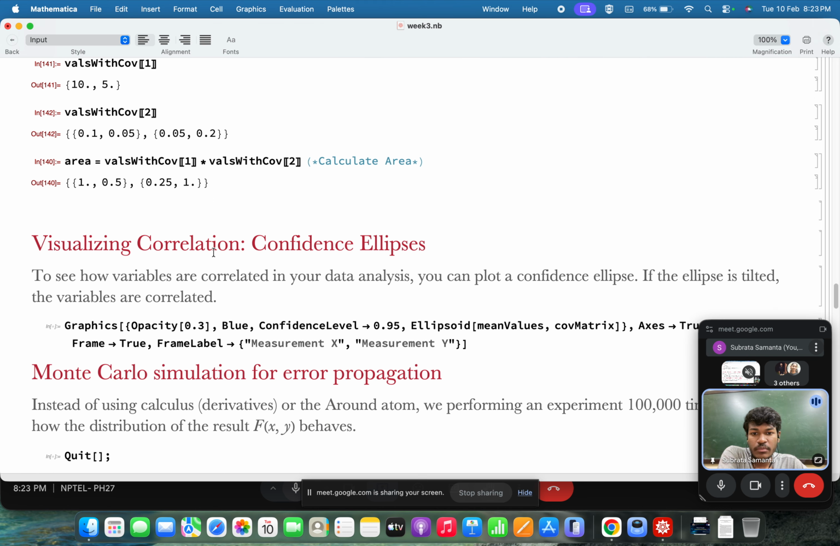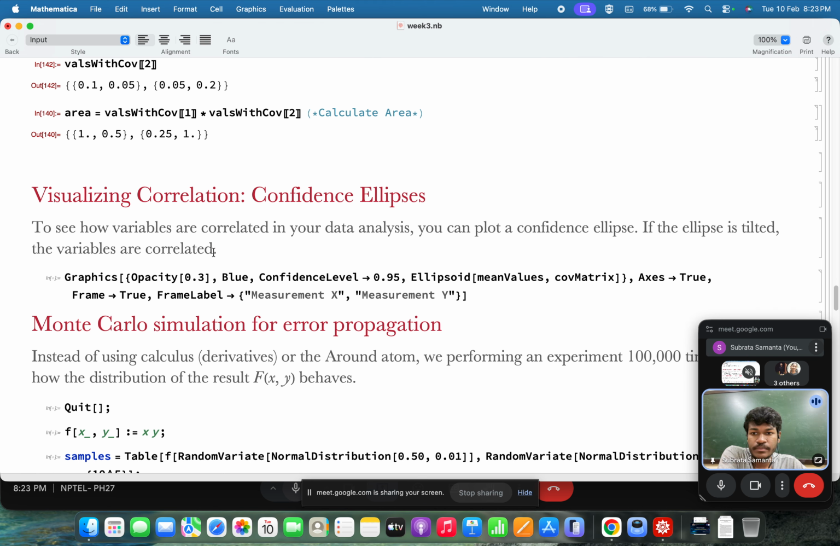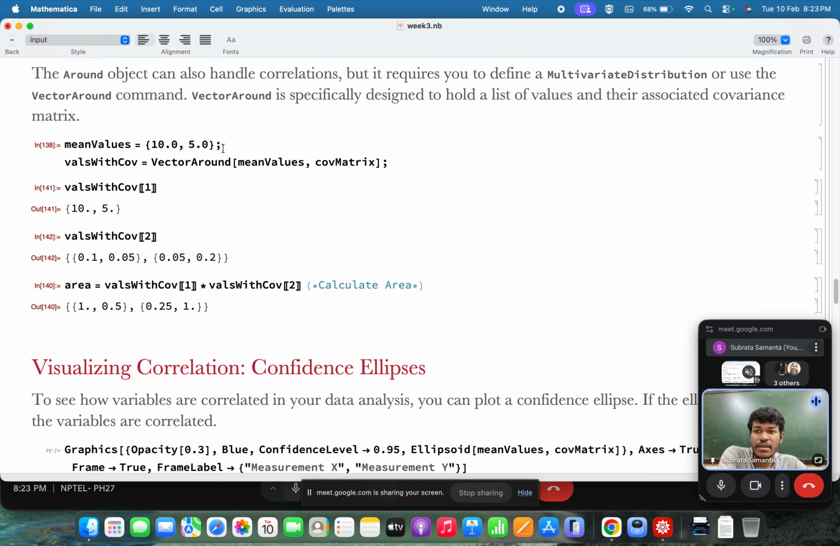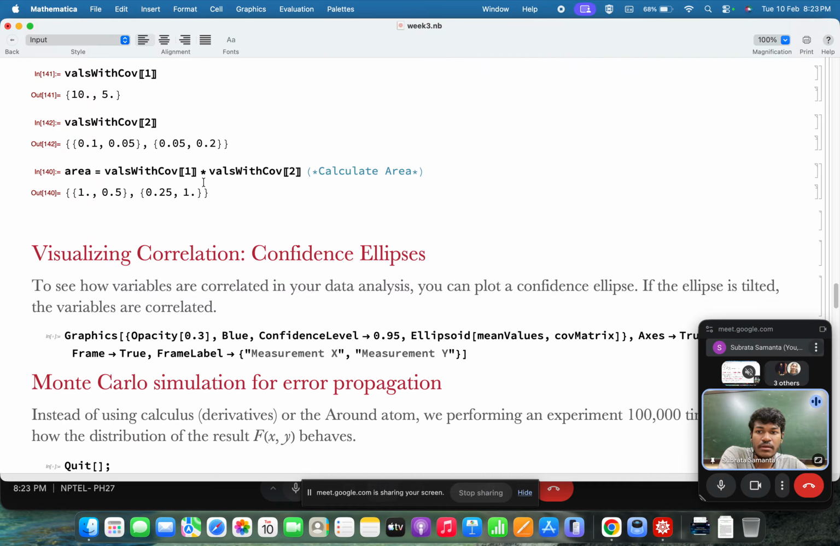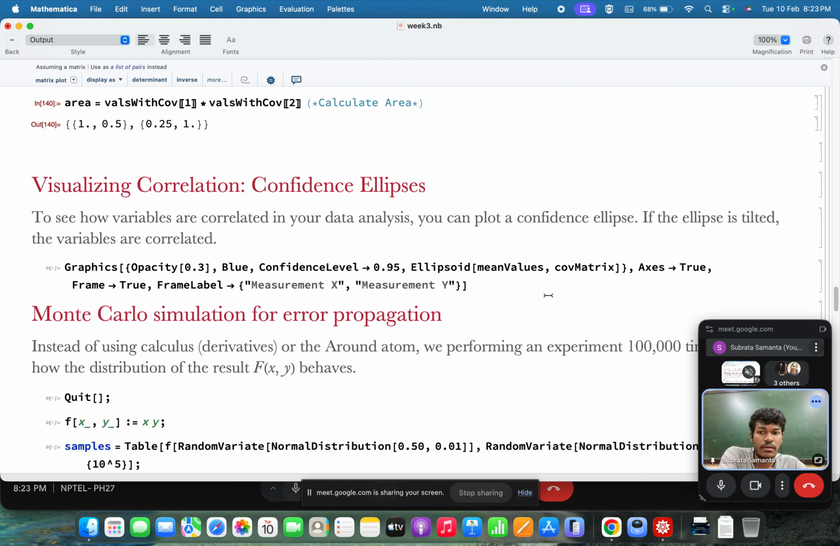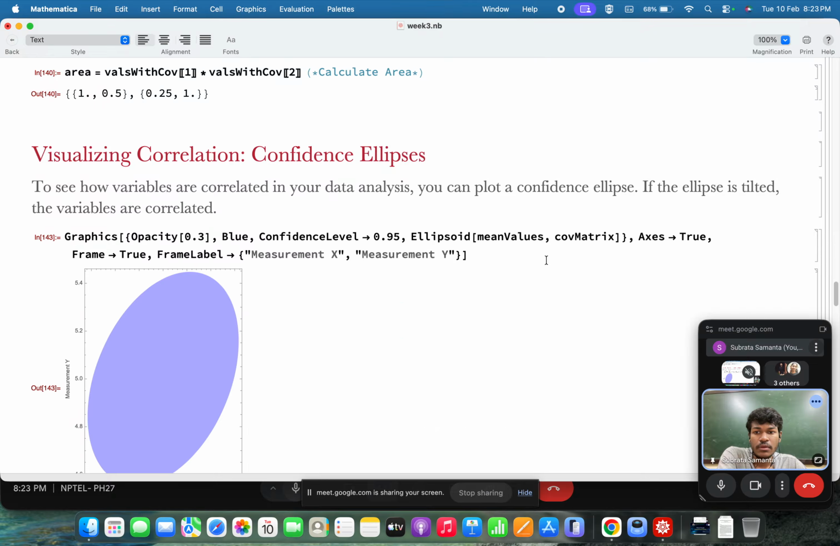So, you can visualize these things. Once you visualize, you just check this. How to visualize this? You can plot the confidence ellipse. So, I plot the ellipse with my confidence level 0.95, which is basically a 95% confidence level. And I plot the mean values and the covariance matrix, right. My mean values are 10 and 5, and the covariance matrix is already given here. So, this is my covariance matrix. We plot this, so you see.